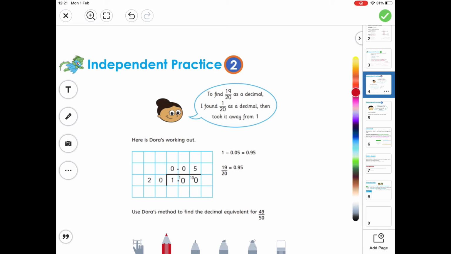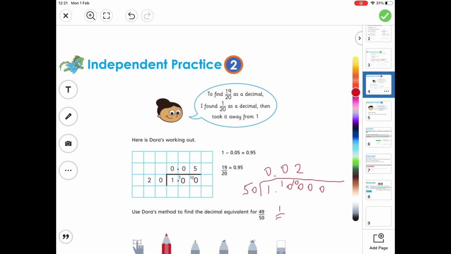Slide 4. To find 19/20ths as a decimal, I found out 1/20th as a decimal, then took it away from 1. Use this method to find the equivalent of 49 over 50. So I'm going to work out 1/50th, so 1 divided by 50. How many 50s in 1? 0. I'll put some decimal points in. How many 50s in 10? 0. Need to work out how many 50s are in 100. It's 2.